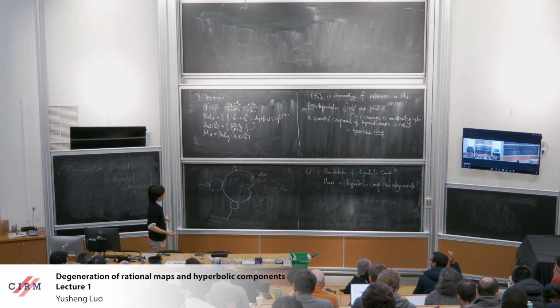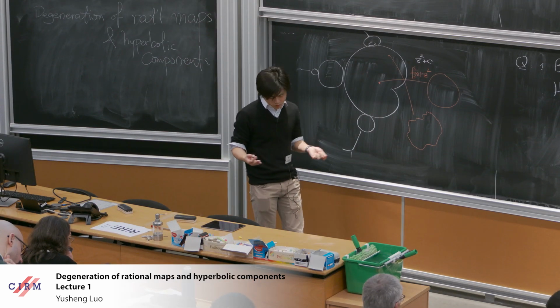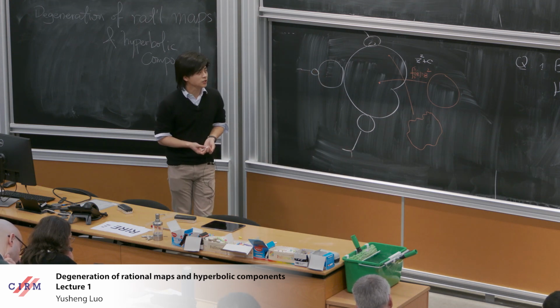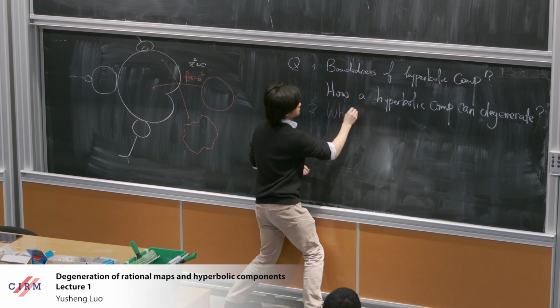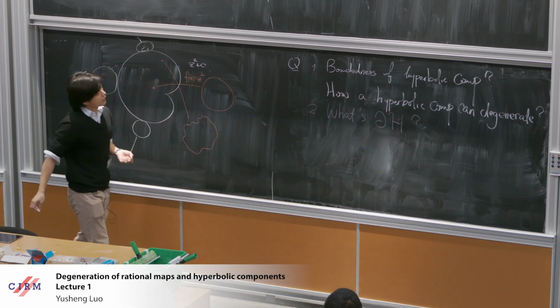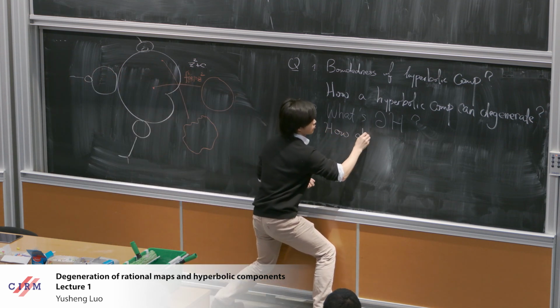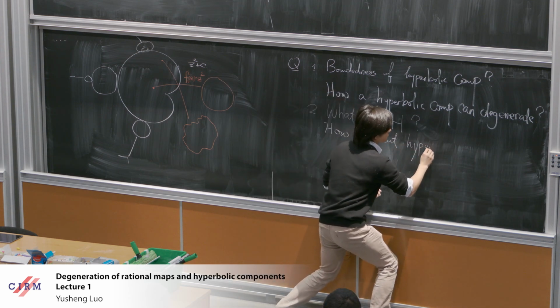All right, and sometimes, in the case when we study the moduli space of polynomials, if you have connected Julia set, then these hyperbolic components are bounded. But we also try to understand what we can say about its boundary. So here H stands for a hyperbolic component, and how different hyperbolic components interact with each other.